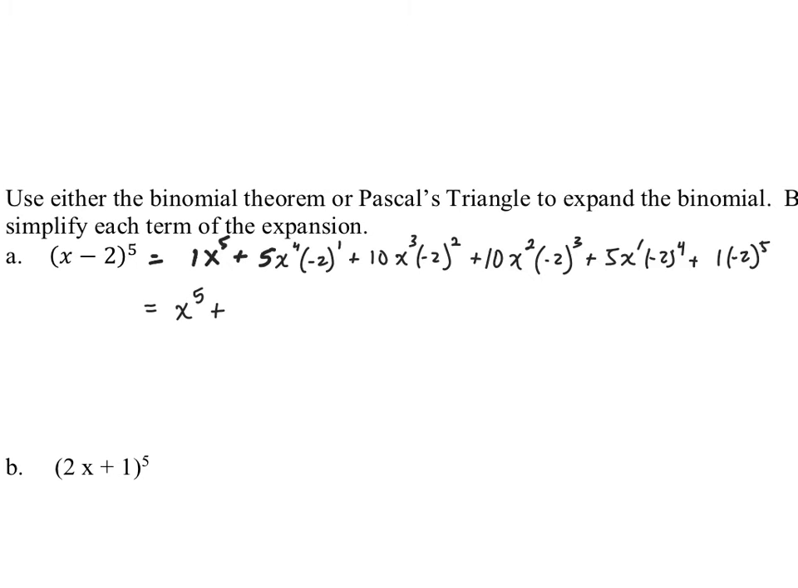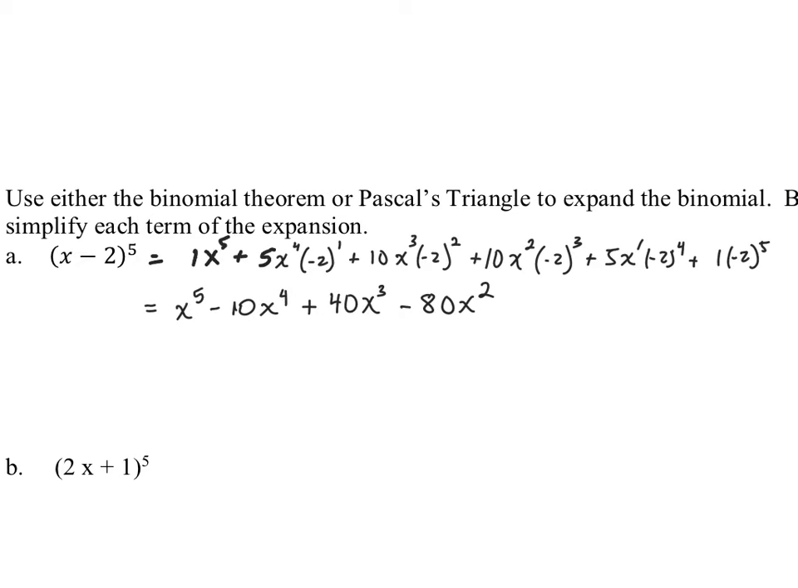Negative 2 times 5 is negative 10. So actually need a minus here, not a plus. So minus 10 x to the fourth. Here we have negative 2 squared, which is 4, and then 4 times 10 is 40, so plus 40 x to the cubed. Here negative 2 cubed is negative 8, negative 8 times 10 is negative 80 x squared.